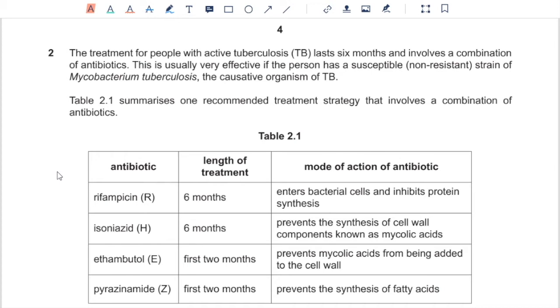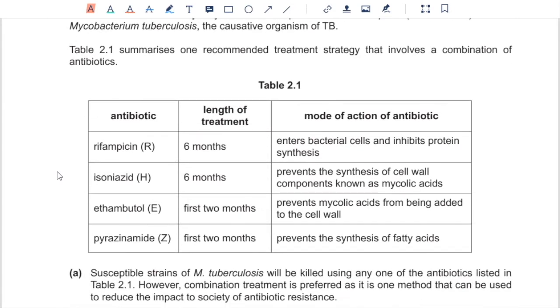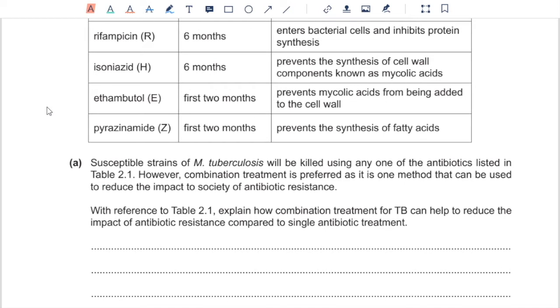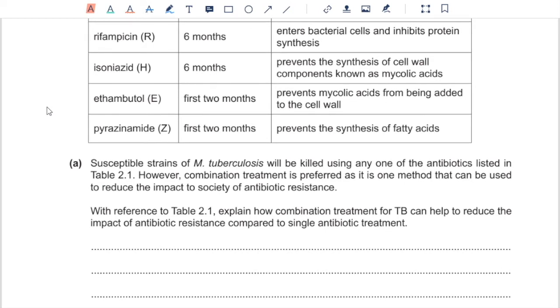Question 2. The treatment for people with active tuberculosis lasts 6 months and involves a combination of antibiotics. This is usually very effective if the person has a susceptible strain of Mycobacterium tuberculosis, the causative agent of TB. Table 2.1 summarizes one recommended treatment strategy that involves a combination of antibiotics. A. Susceptible strains of Mycobacterium tuberculosis will be killed using any of the antibiotics listed in table 2.1.